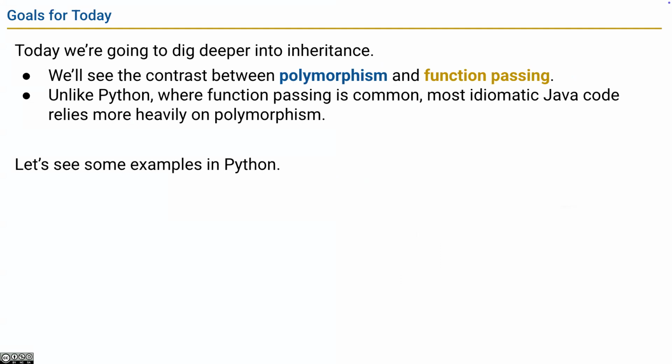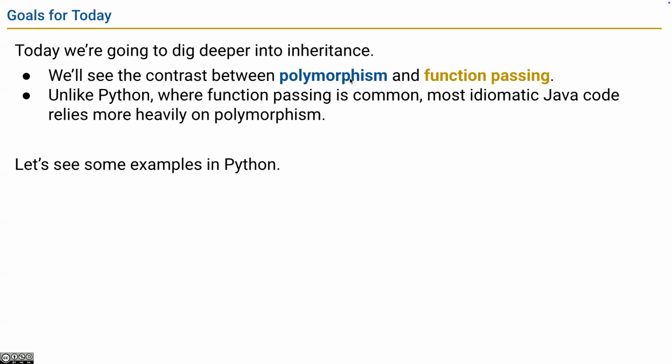And along the way, I'm going to show a contrast between two different, and these are not the only two, ways of writing general code. One of them I will call polymorphism, and the other I'll call function passing. Unlike Python, where function passing is really common, in idiomatic Java code, you're going to rely more on polymorphism. And this is not really a programming languages lecture, but you're going to get some of the flavor of what you might see in a programming languages course.